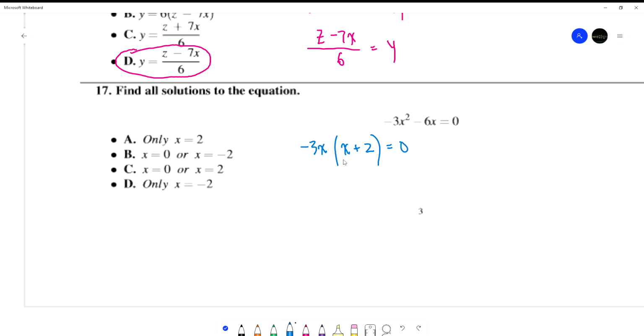Then using our zero factor rule, you can make each factor and set it equal to 0. Just like that. For the first factor, you can divide by negative 3 on both sides, and you should still get x equals 0. For the second factor, you subtract 2, and you get x is equal to negative 2. So 0 or negative 2. That's answer B.